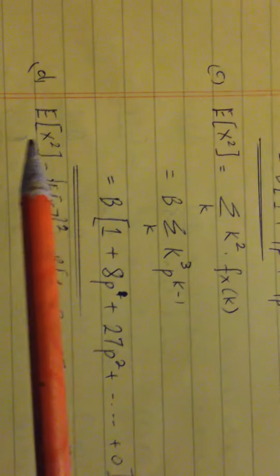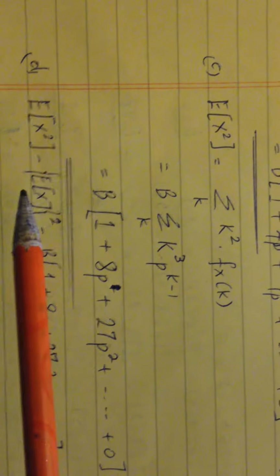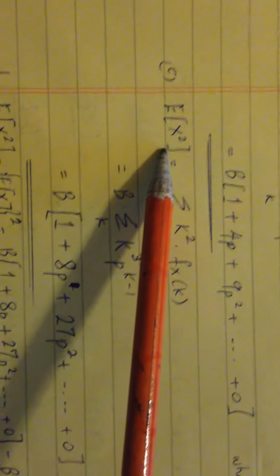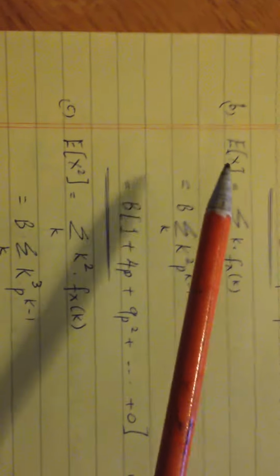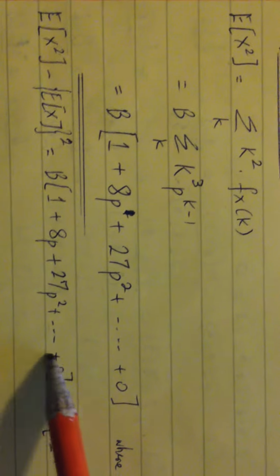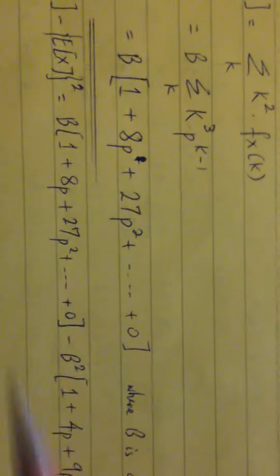For the next part, we are asked to find the expected value of x squared minus the square of the expected value of x. So we just found the expected value of x squared in the part before, and the expected value of x in the other part. So it simply becomes a substitution, this here, and then the square of this value here. Again, we don't simplify it because there are other terms in between here and here, so we leave it in this form.